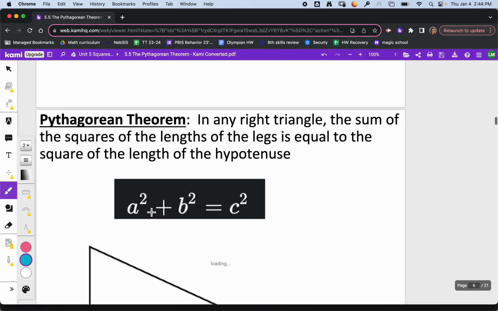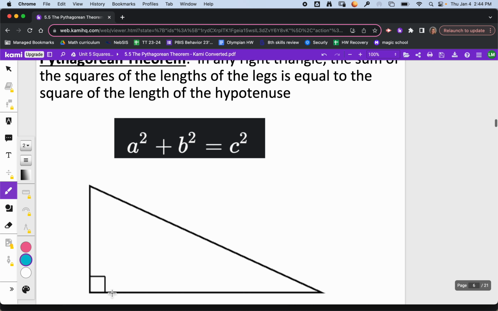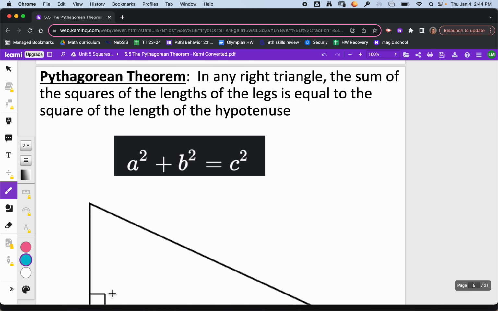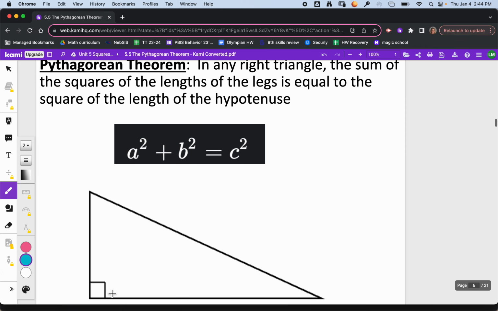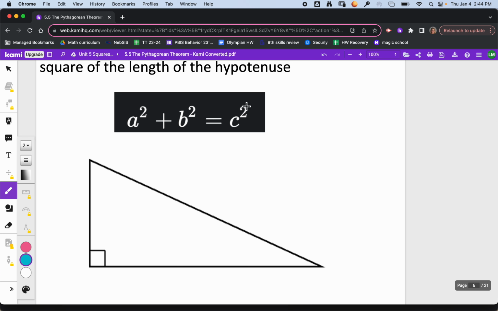The Pythagorean theorem is a formula we're going to use, and it says in any right triangle, the sum of the squares of the lengths of the legs is equal to the square of the length of the hypotenuse. So what that just means is we can take this formula, a squared plus b squared, and equal it to c squared. One thing we need to remember, though, is what is each thing. C is always going to be the hypotenuse, so that's something to remember. And then A and B can be the legs.